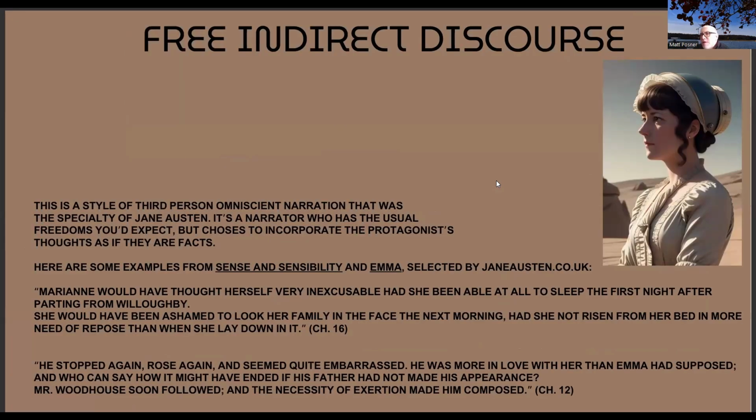Earlier, I mentioned free and direct discourse. This is a strategy that was the specialty of Jane Austen. I'm not saying she originated it, but she's known for it. The narrator has all the usual freedoms of the authorial voice I've been talking about, but chooses to incorporate the protagonist's thoughts as facts. So here are some examples that I found from janeausten.co.uk.